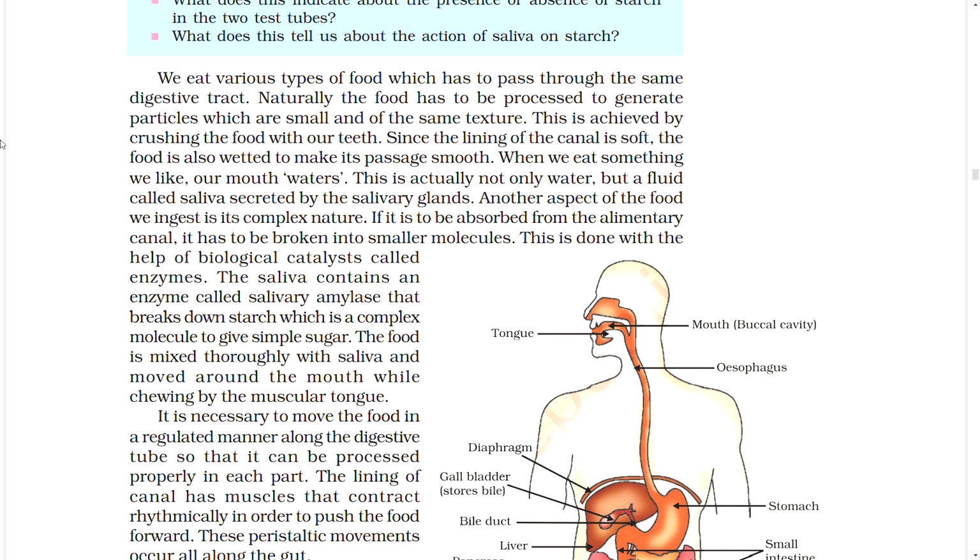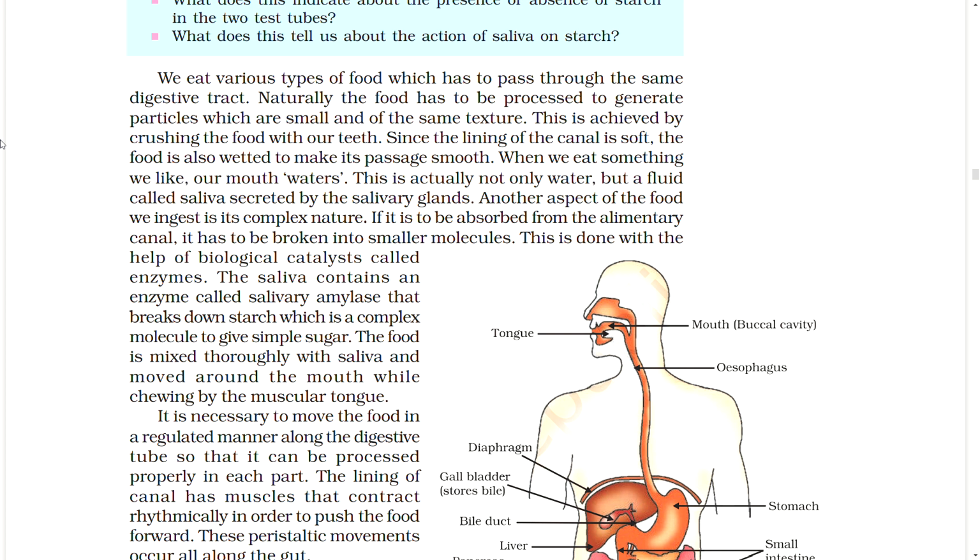We eat various types of food which have to pass through the same digestive tract. Naturally, the food has to be processed to generate particles which are small and of the same texture. This is achieved by crushing the food with our teeth. Since the lining of the canal is soft, the food is also wetted to make its passage smooth. When we eat something we like, our mouth waters. This is actually not only water but a fluid called saliva, secreted by the salivary glands.